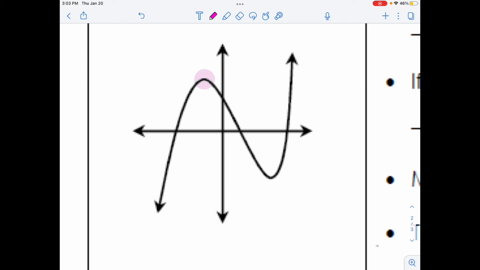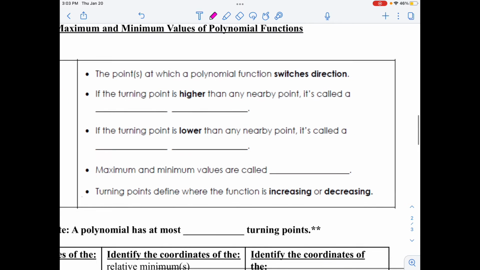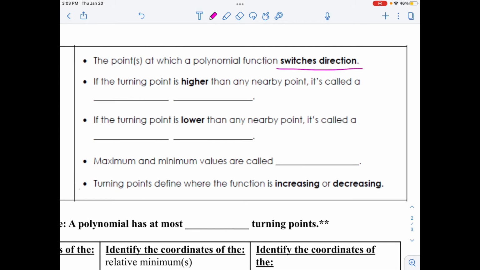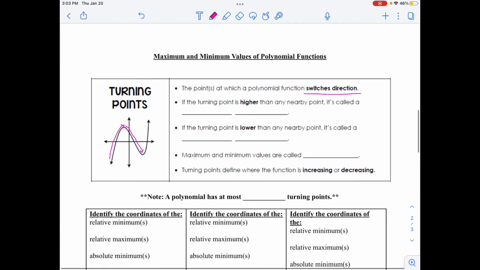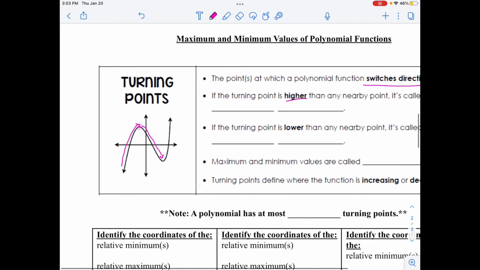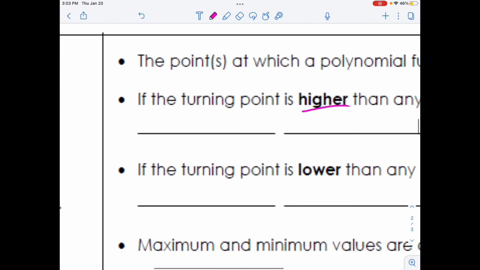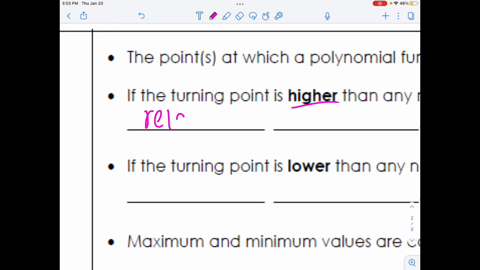But really what this is, is a graph where we turn from, okay, I'm increasing, increasing, and increasing, and then at this very point, I start decreasing. My graph starts going down. That is what a turning point is called. So it's when the graph switches direction. Now, what I just tried to explain was that maximum point. If the turning point's higher than any nearby point, so it's the biggest point on this little curve, that's going to be called a relative maximum.